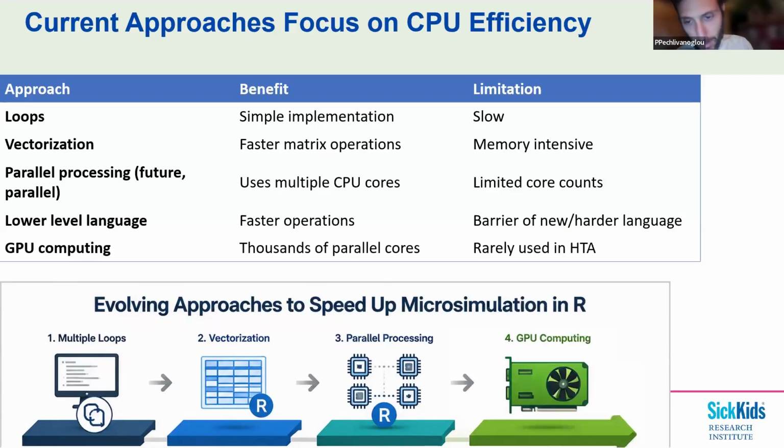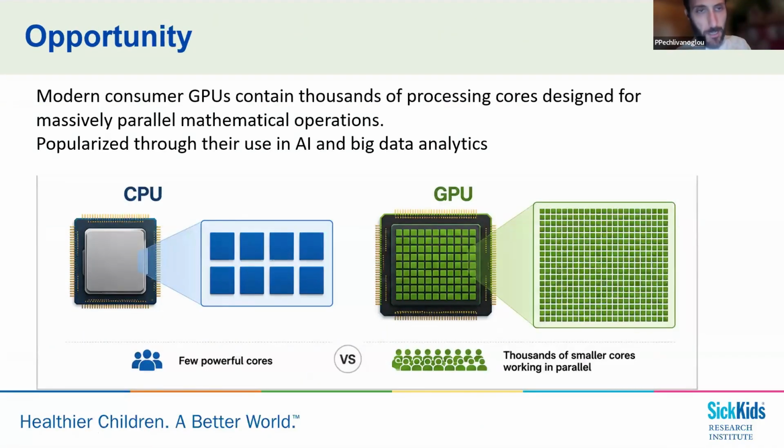And what we are proposing essentially is that in addition to all that, you can consider incorporating GPU processing. We haven't seen it happening in HTA. Maybe we haven't looked enough, but the advantage is that you can have thousands of parallel cores that can execute either on an individual or a PSA level, as we will discuss. And modern GPUs have thousands of cores, and they have been popularized through the use in AI and big data.